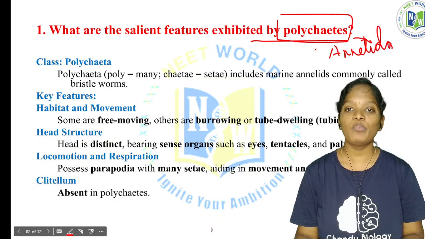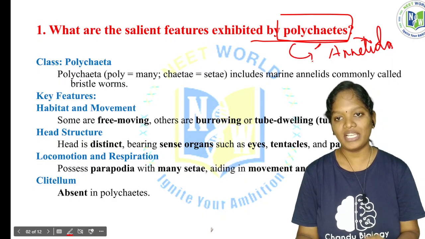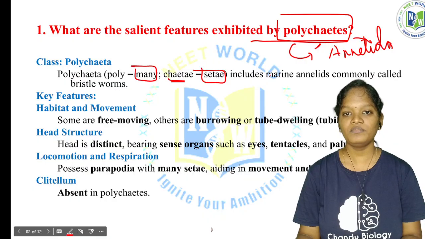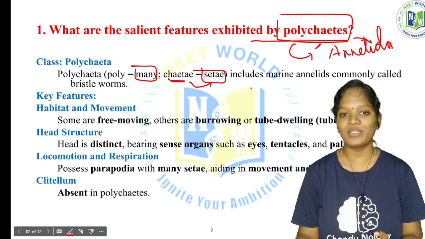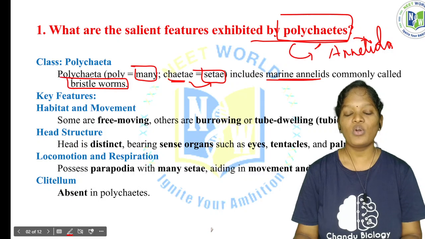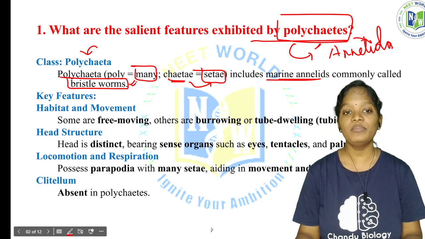Okay, so polychaetes is a class which is coming under the phylum Annelida. Poly means many, and chaetae means setae. So the meaning of chaetae is setae, and we're going to discuss what setae are. This includes the marine annelids, which are called bristle worms. All the worms placed under the class Polychaeta, we call them bristle worms.